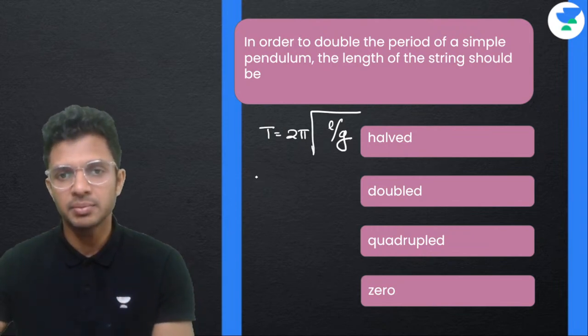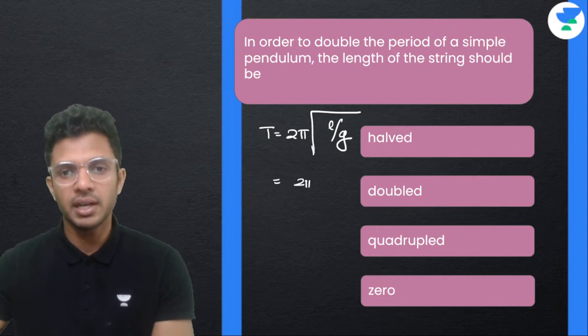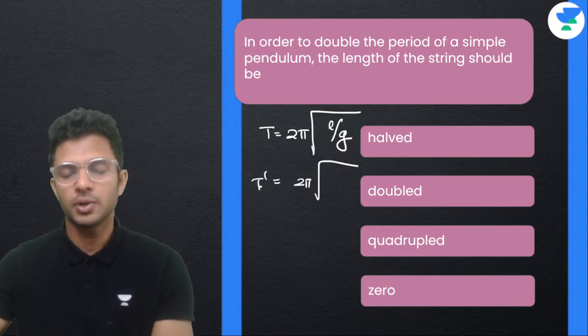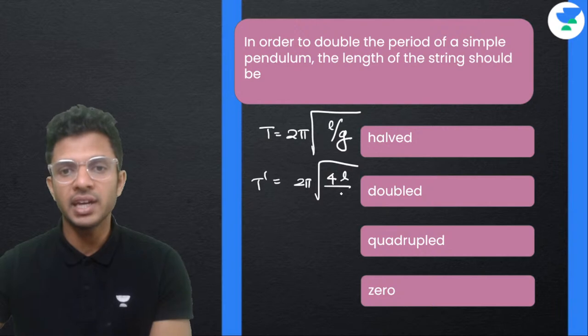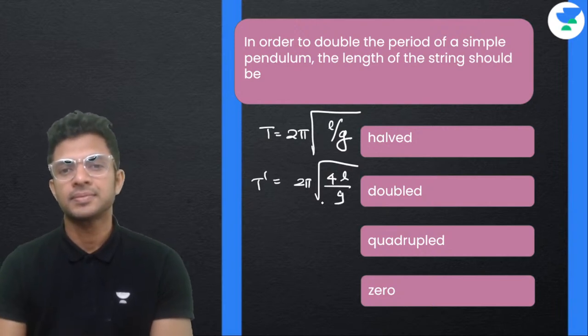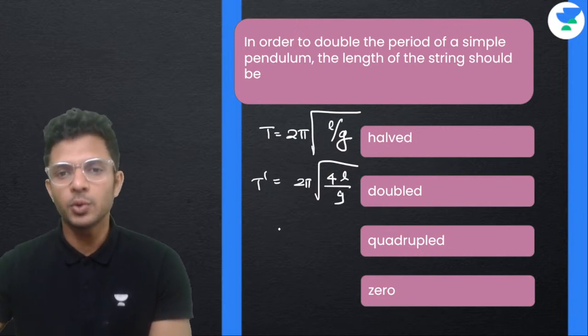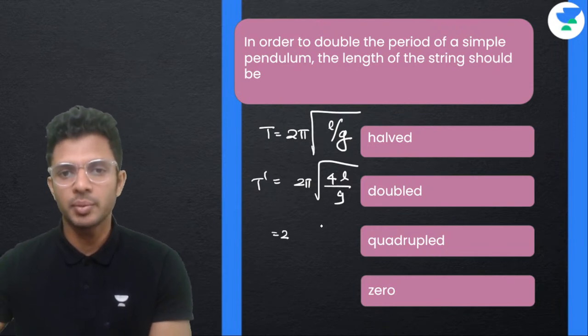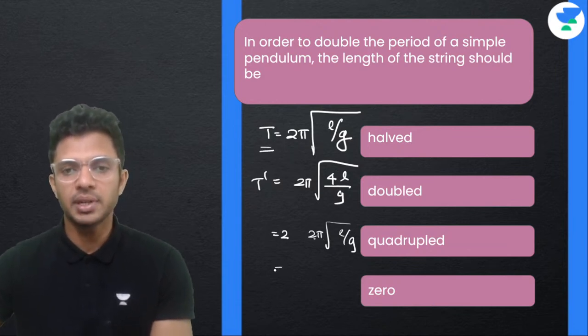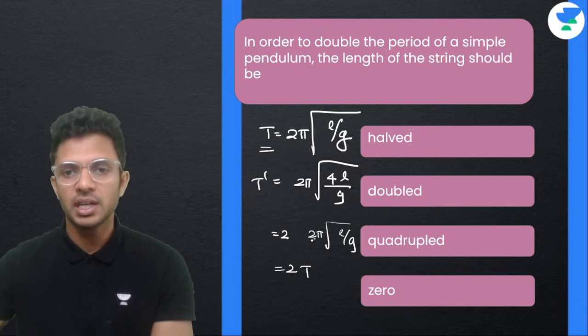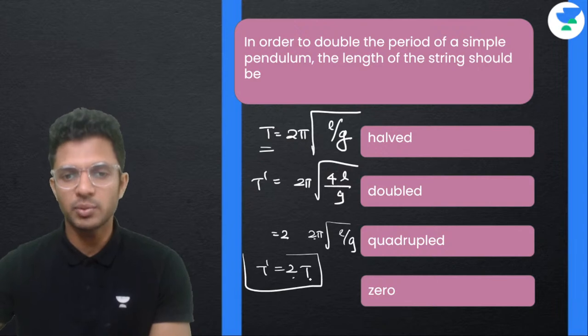It's very simple. We know that for doubling the time period, to make it T', the length should be equal to 4 times L. Dekh le, if you take the root of 4, that will be equal to 2. Then what remains is 2π√(L/g), and this 2π√(L/g) was the initial time period. So the 2 is here, and 2π√(L/g) is T. So the new time period T' became 2 times the time period.